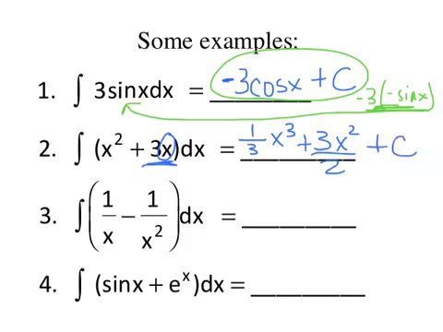Let's check ourselves. The derivative of this is going to be 3/3 x squared, so that checks. The derivative of this is going to be 2 times this, cancels the 2 at the bottom, so I get 3x, and so that whole thing works.